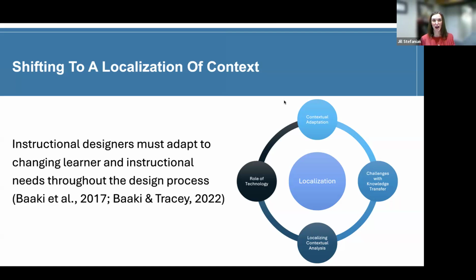Just to show in the chat, which context do you think is the most difficult for us to get information on as designers? Is it the orienting context, the instructional context, or transfer context? You just want to type one of those three in the chat. I'm always just curious to see what people think.